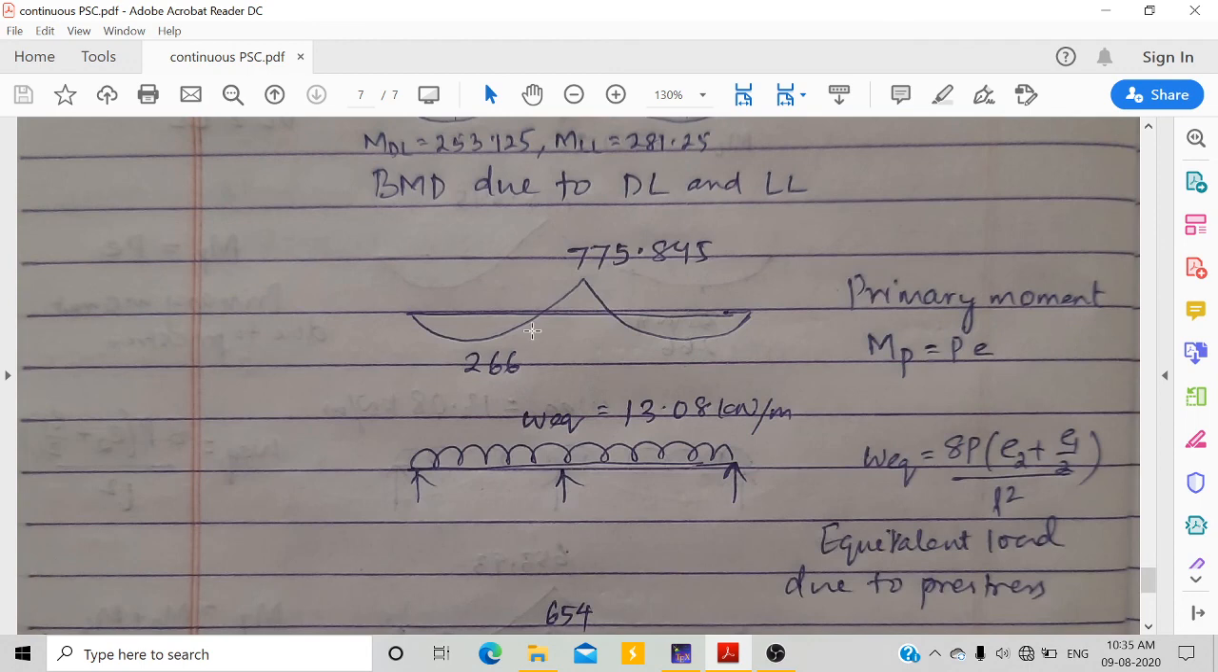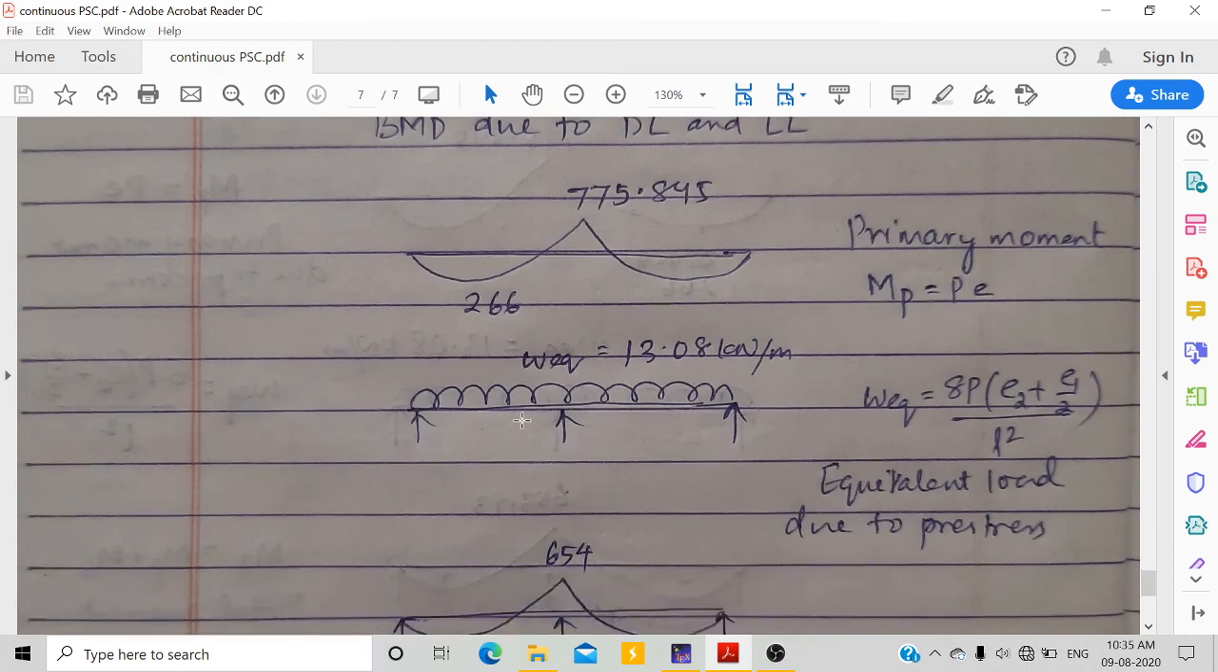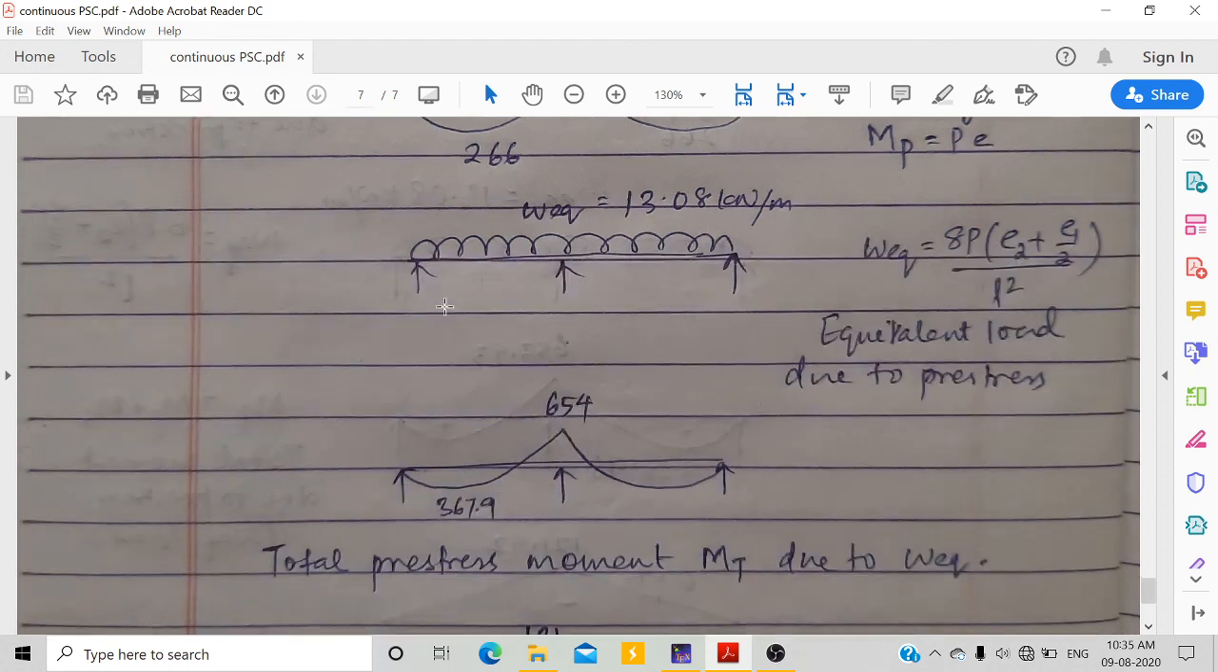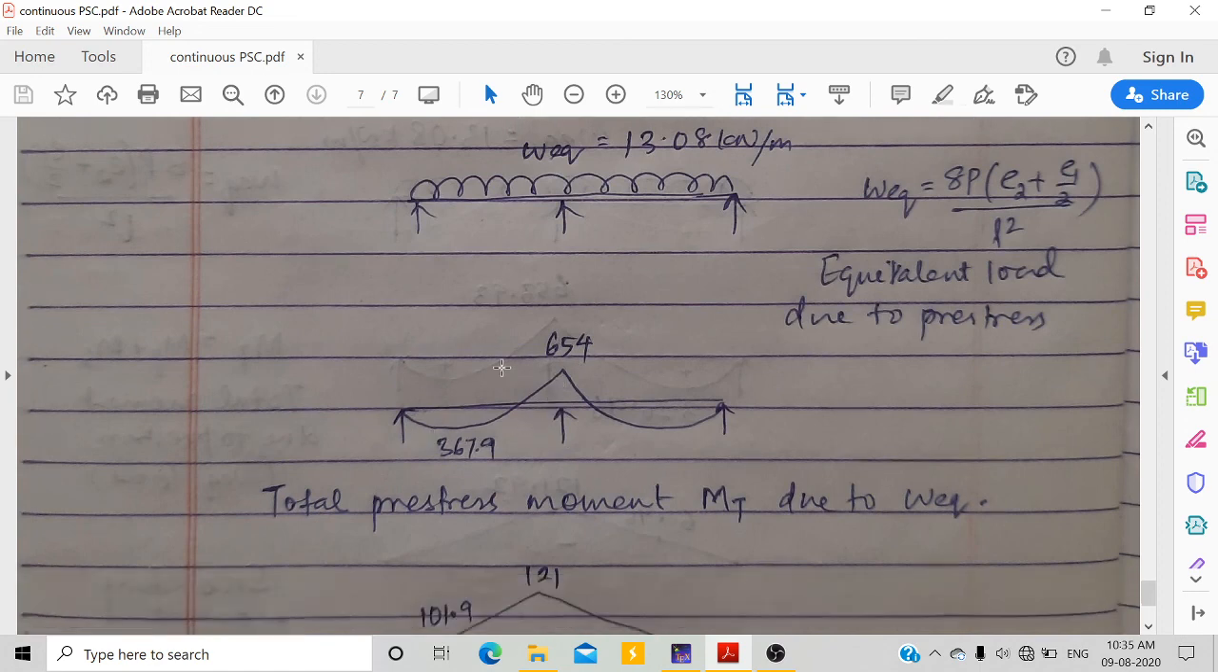So this value is then converted to an equivalent load, okay. Which formula do we use for the equivalent load due to pre-stress? WL square by 8. So similarly, this has gone as W equal to 8P by L square, and because the eccentricities are different at span and the support, E2 plus E1 by 2. Using this, I'm getting 13.08 kilonewton per meter. So for this equivalent load, what is the moment? Okay, so WL square by 8 here and here 9 by 128 WL square.